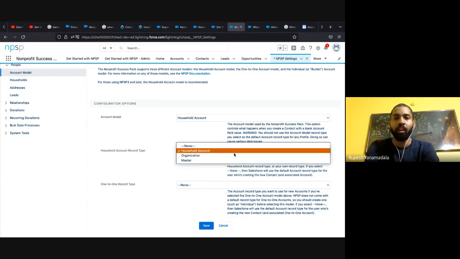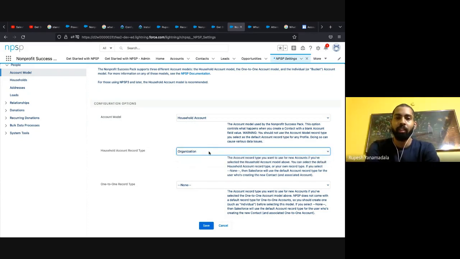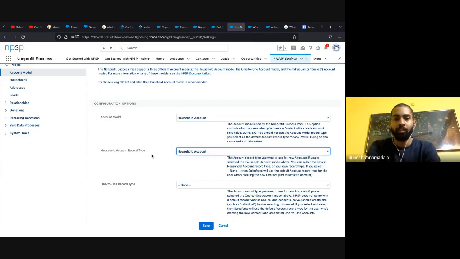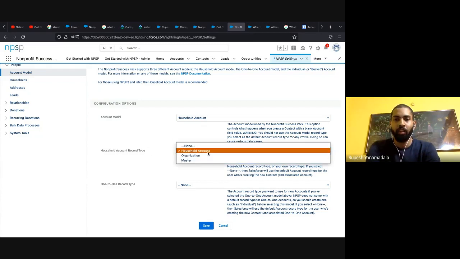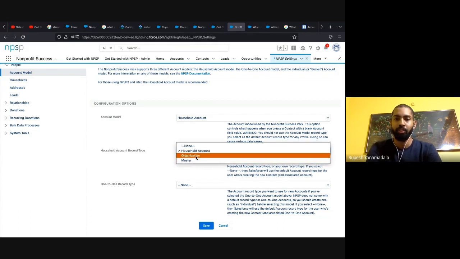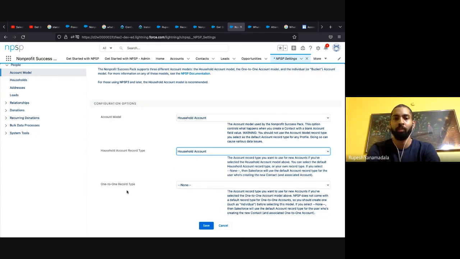No, that's different. This is record type. Previously, Roshan was saying about person account and business account, right? So that comes here. It can be a household account or it can be an organization. If an individual person donates, or a family donates, it comes under a household account. If an organization, like our organization, is donating a certain amount every year to certain NGOs, then we use the organization record type. The one-to-one record type is set to none because we are using this account model as household account.